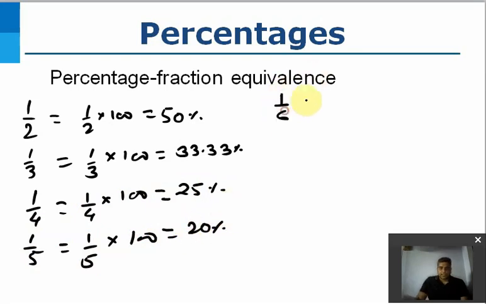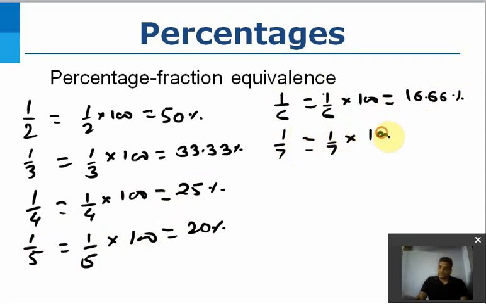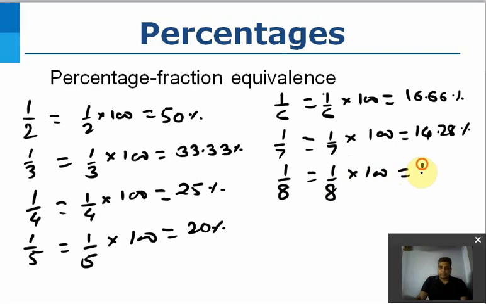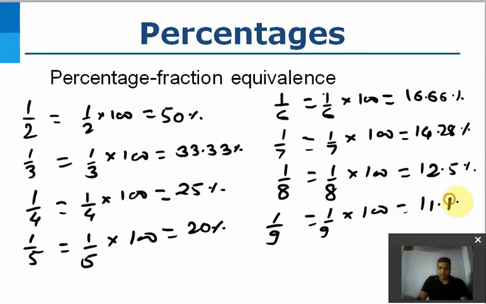Similarly, 1 by 6 is 1 by 6 into 100. To convert it into percentage, I get 16.66 percent. 1 by 7 becomes 1 by 7 into 100, which gives me 14.28 percent. 1 by 8 becomes 1 by 8 into 100 and I get 12.5 percent. 1 by 9 is nothing but 1 by 9 into 100 and this is 11.11 percent. Similarly, 1 by 10 is 1 by 10 into 100 and we get 10%.